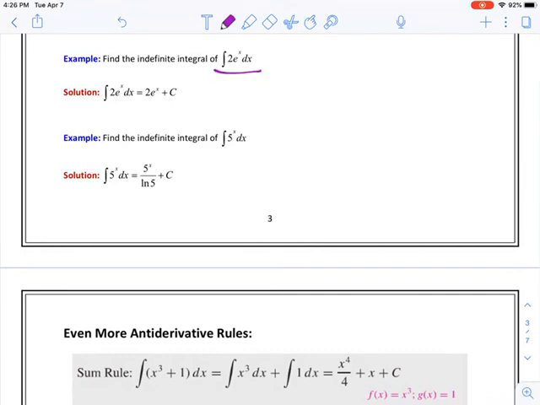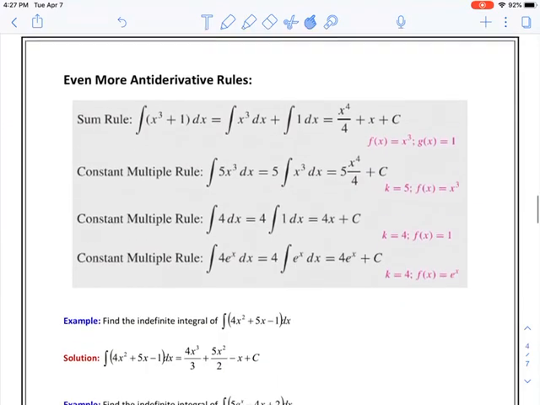So the first one is pretty straightforward. The antiderivative of 2e to the x would be 2 times the antiderivative of e to the x, which would be 2e to the x. The antiderivative of 5 to the x is 5 to the x divided by the log of 5 plus c. Now in this homework, the plus c is added for you, so you don't really need to worry about adding the plus c. It should be outside the little box that you have to write the answer in. There might be a couple where it's not, but for most of them, I believe it is.